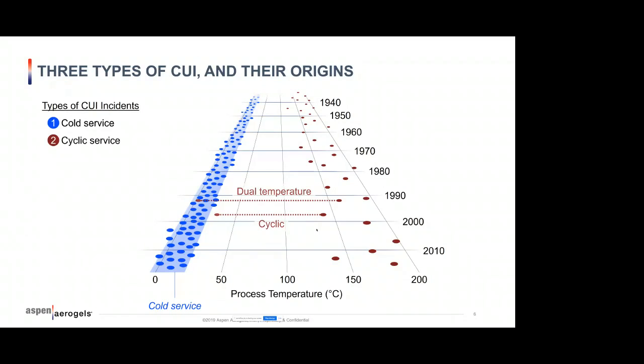The third type, and this is really quite prominent, and we see a lot of it in Europe, is what we call hot service corrosion.